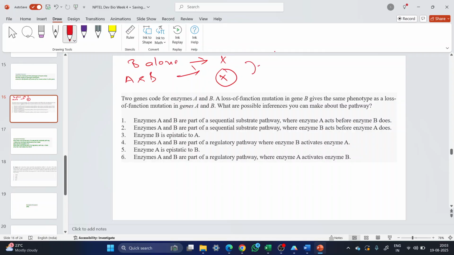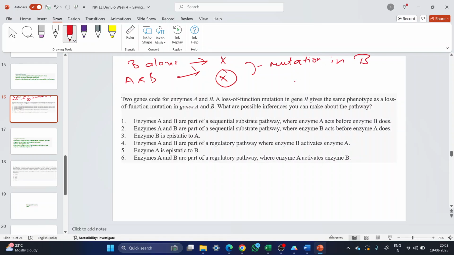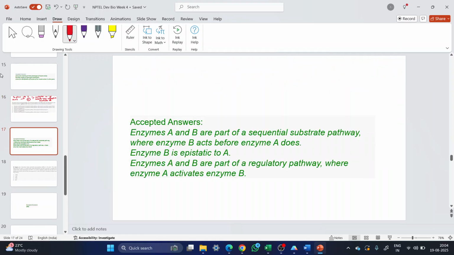So from here you can say that mutation in B actually masks the effect of mutation in A, which is an example of what? This is an example of epistasis. Okay, then sequential pathway logic. What is sequential pathway logic? Just a minute.